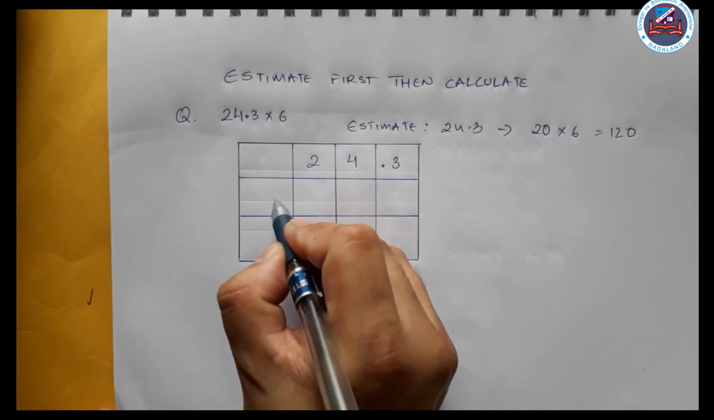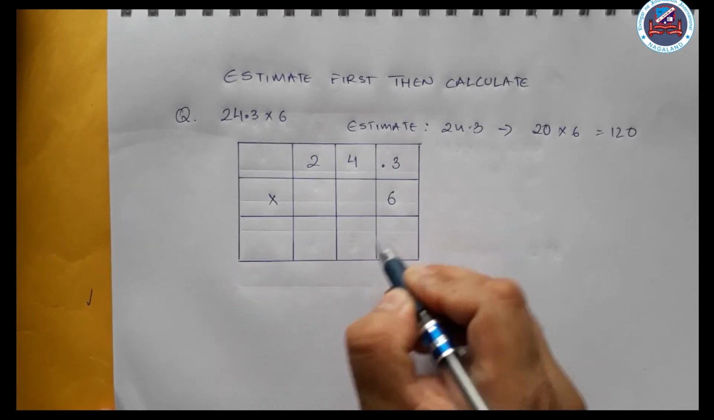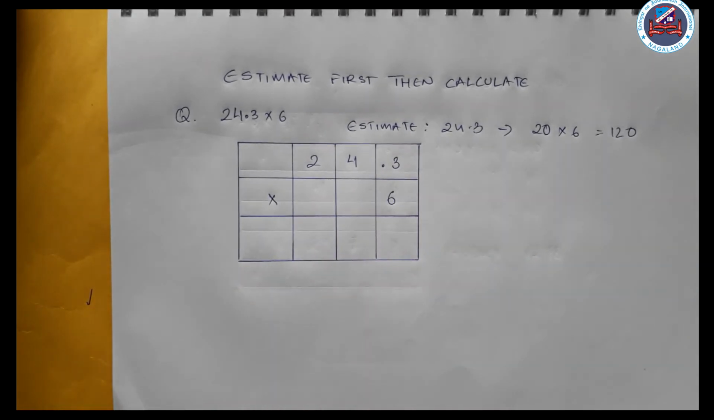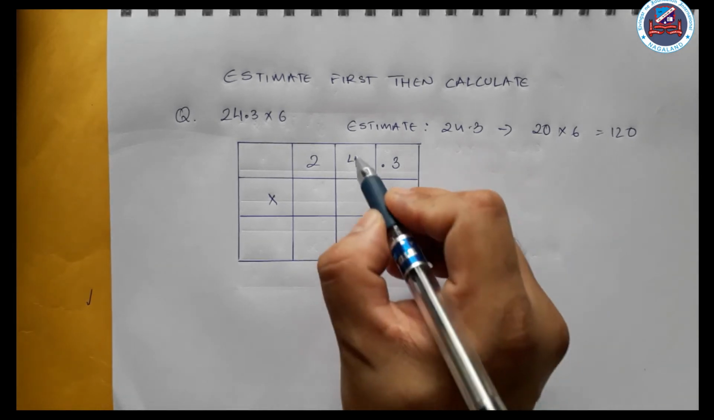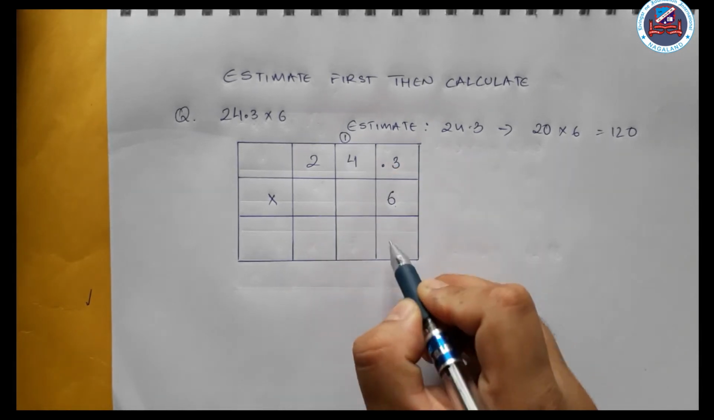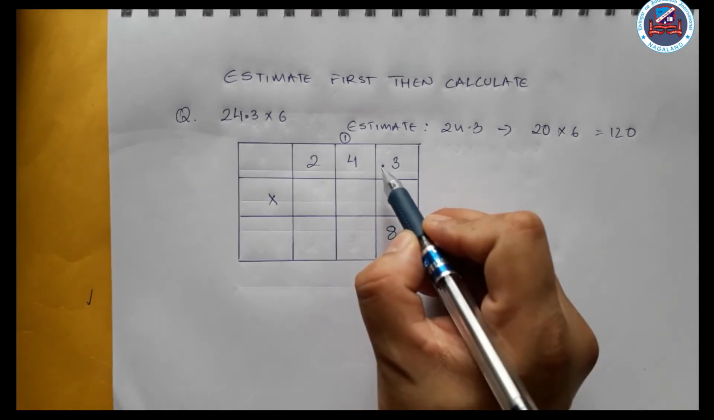24.3 multiplied by 6. Now, there are different ways of multiplying, so I would like to teach you this way because I find this way much easier. Now, 6 into 3 is 18. 1, 8. Now, this is a decimal point.